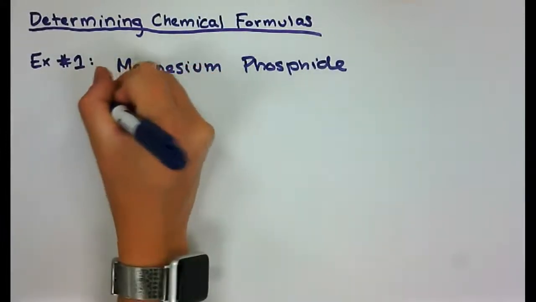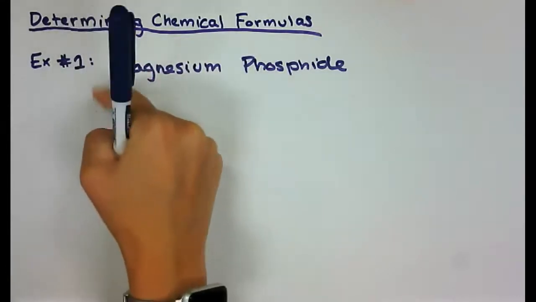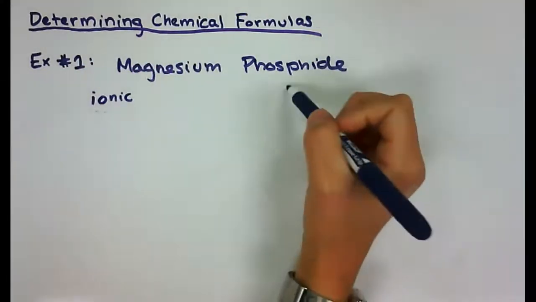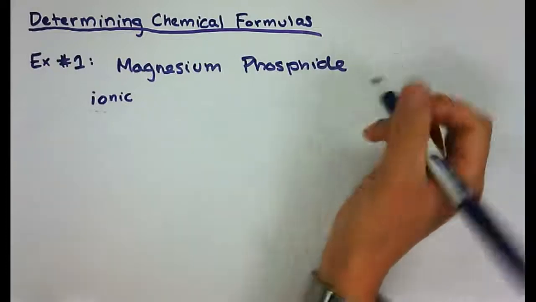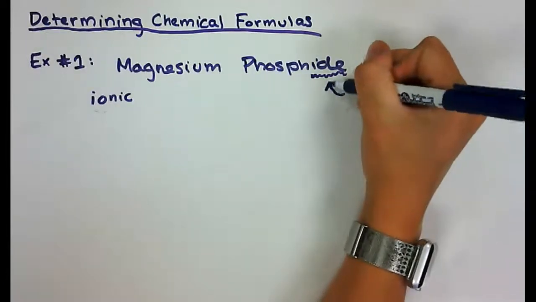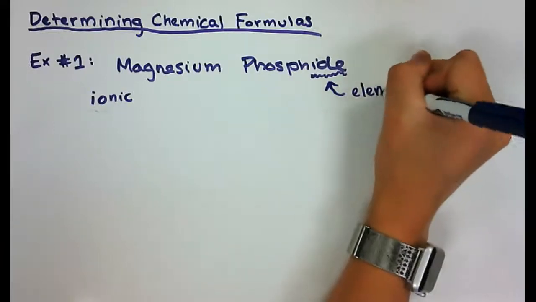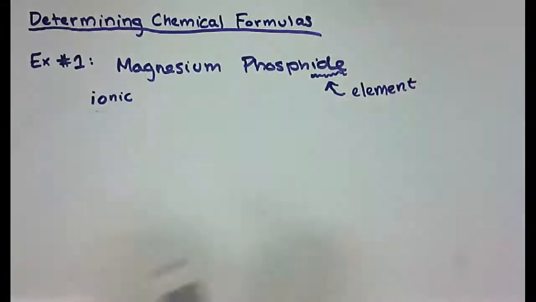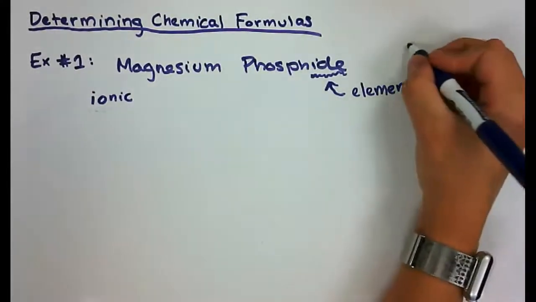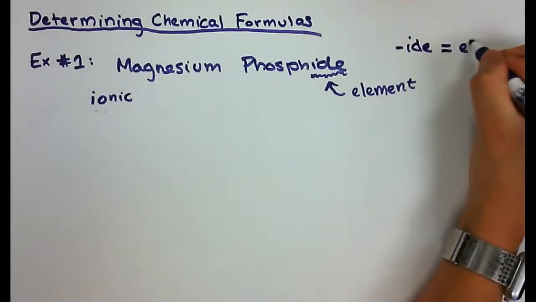So I'm going to write down this is ionic. Let me spell that correctly. Ionic. And next, I need to determine what this second part of the word is. Well, this "ide" on the end indicates to me that this phosphide part means that it's an element. The other option would be a polyatomic ion, but if we have an "ide" ending, the suffix at the end of a word, that means that we have an element.